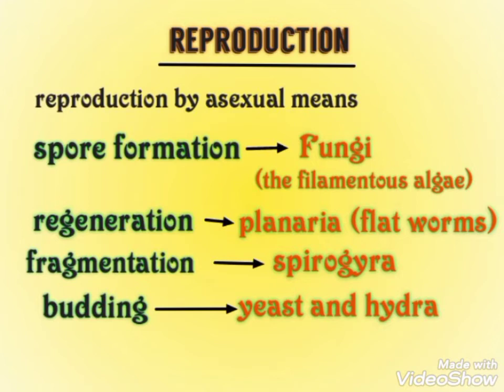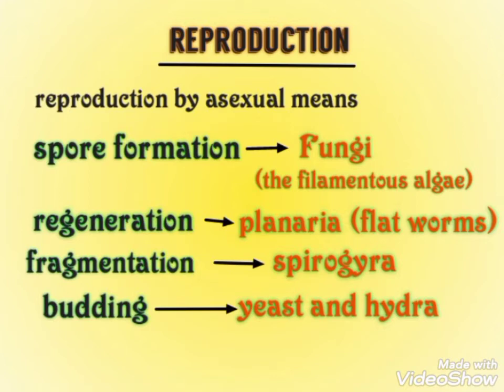In this, spores are produced by the parent plant, and these are the microscopic reproductive parts. Second process is regeneration. Flatworms usually reproduce through it, like planaria. In this, every part of planaria has the ability to regenerate a new organism of its own by any of its part.